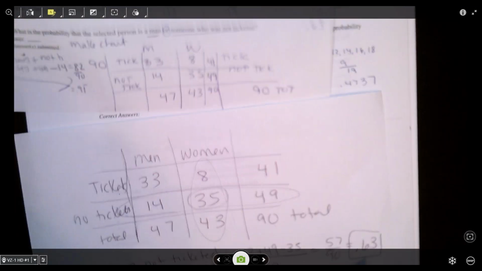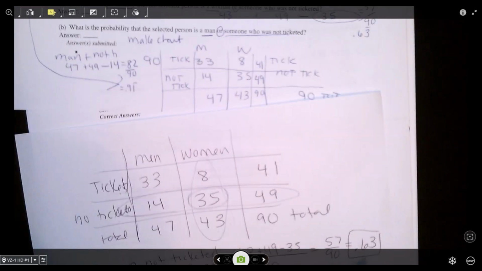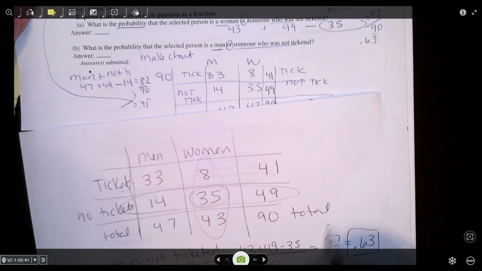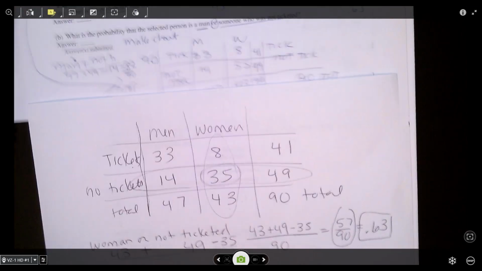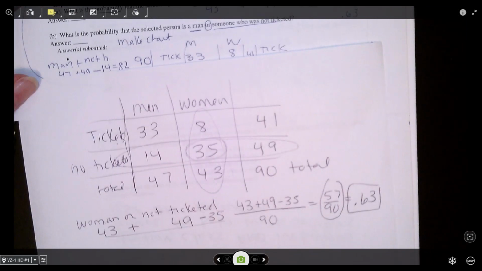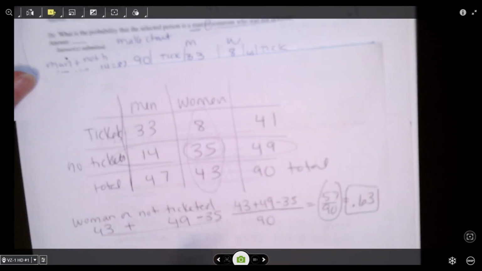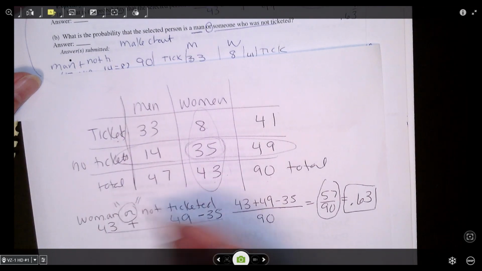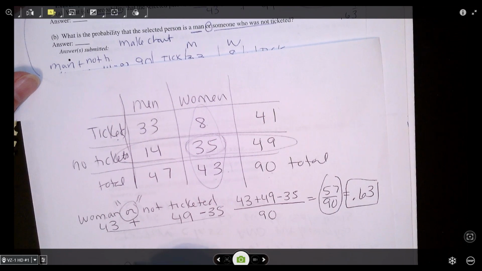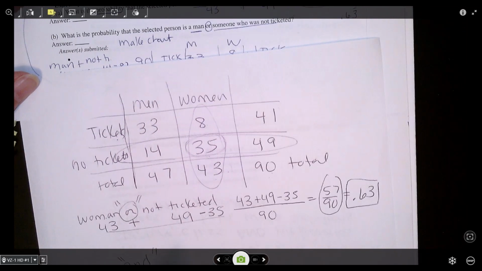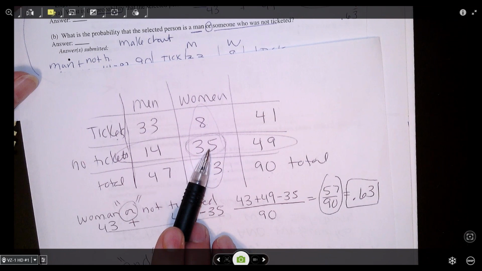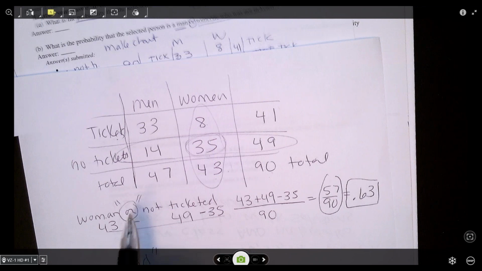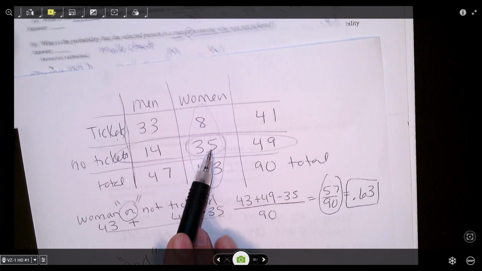I just entered it as a fraction and it converted it for me and counted it correct. So you could have entered it this way too. Okay, you got to be very careful whether it's asking you just for one thing, or the word or, or the word and. Had it said a woman and ticketed, our numerator would have just been 35 because it has to meet both criteria. Then it's where they intersect. If it's an or, you do the totals and subtract where they intersect.